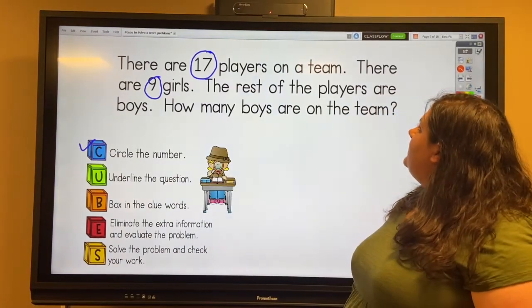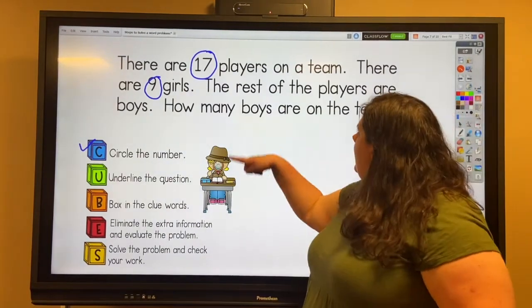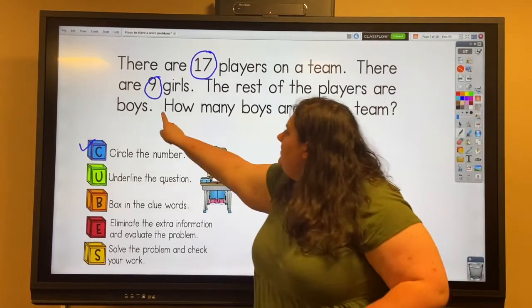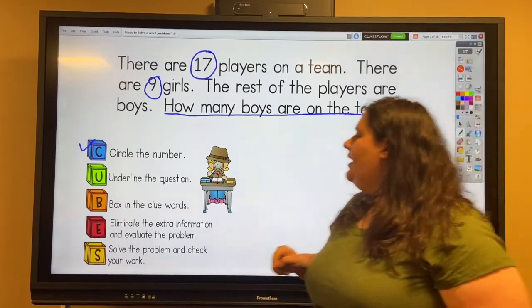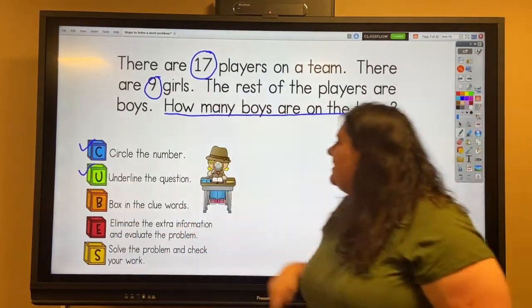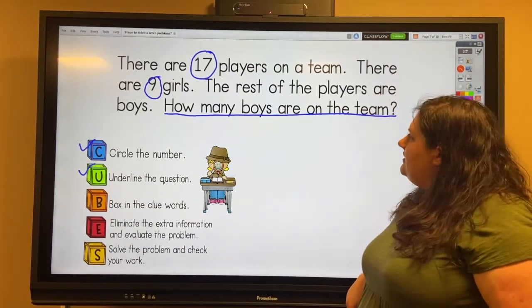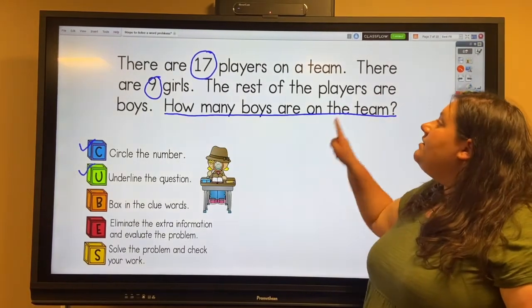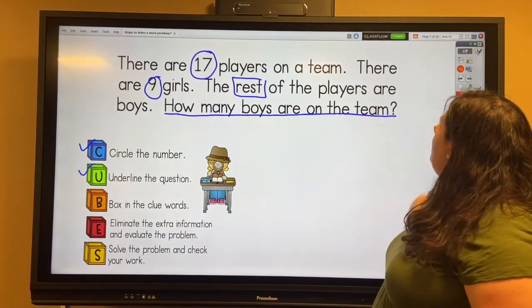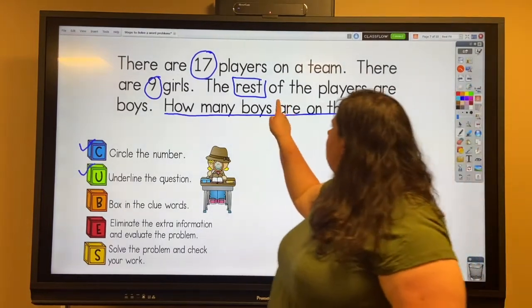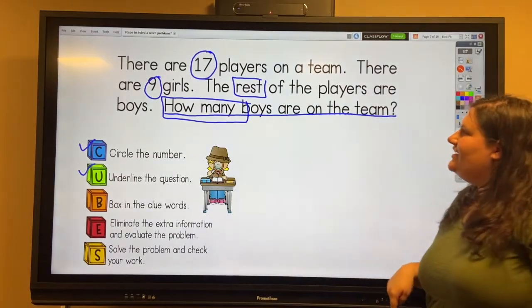There are 17 players on a team. There are 9 girls. The rest of the players are boys. How many boys are on the team? I'm gonna go ahead and underline that last sentence because that is where my question is. Okay, now it's time to box in the clue words. There are 17 players on a team. There are 9 girls. The rest, I'm boxing rest, that's a clue word, of the players are boys. How many boys are on the team?